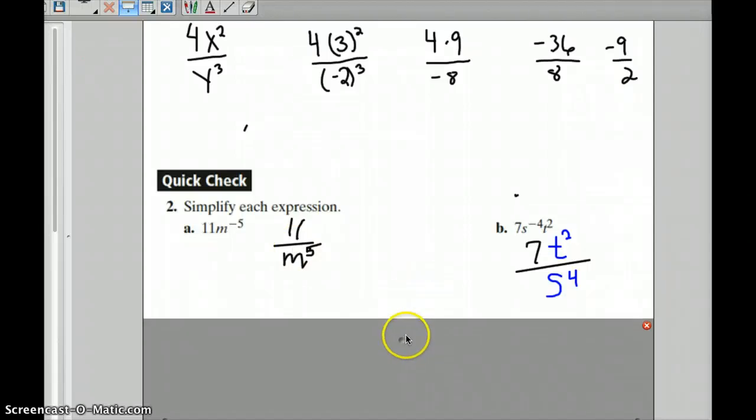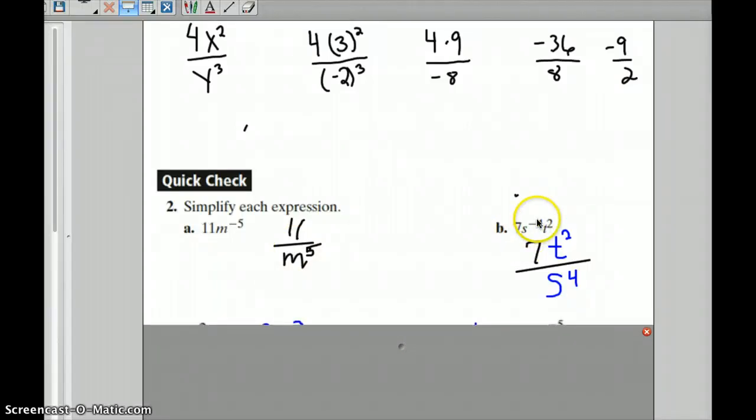In B here, we have 7s to the negative 4t squared. Okay, the 7 and the t squared do not have negative exponents, so there's no way to move those to a different part of the fraction. S to the negative 4 does, and so we bring that down. Okay, and that is an S, not a 5.